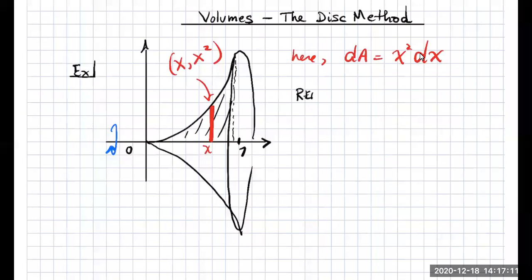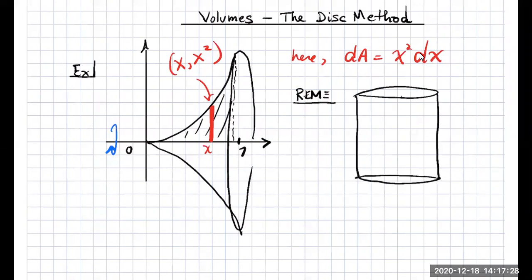If you look in the front or back cover of your books, there are certain geometric shapes that we should all be familiar with. One of them is a right circular cylinder that looks like this. Okay. Now the volume of such a cylinder is equal to pi r squared h.